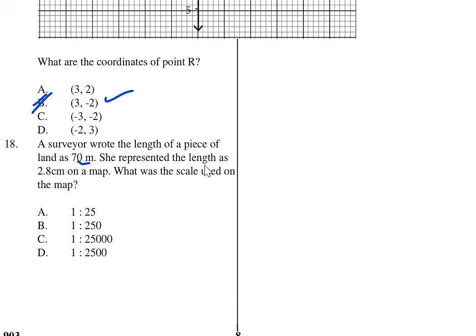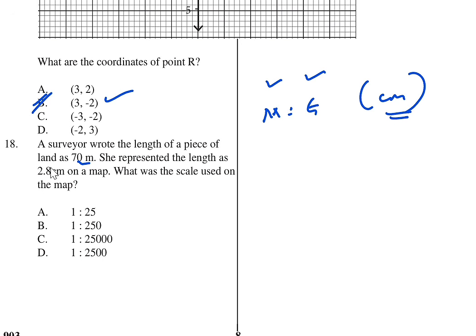She represented the length as 2.8 centimeter on a map. What was the scale used on the map? Very easy. This is a ratio scale. Remember, I usually tell students that we usually start with the map, and then you go to the ground. So start with map, then ground, and the units are in centimeters. Sawa? Tunaanza na nini? Kwa map, then you go to the ground, and the units in ratio are in centimeters.